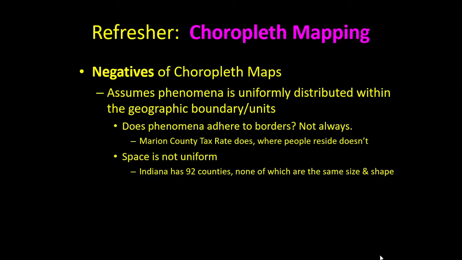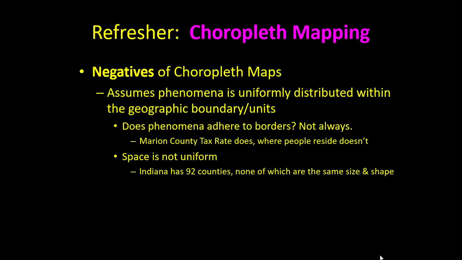What do I mean by that? Well, we think about things that are uniformly distributed in a particular county. The Marion County tax rate is uniform across the county. However, where people live in Marion County is not uniform. Obviously, people don't live in manufacturing facilities. They don't live heavily in agricultural areas of the county. They don't live on the White River. They don't live on Eagle Creek. They don't live in park areas. There are certain areas where people do not live.